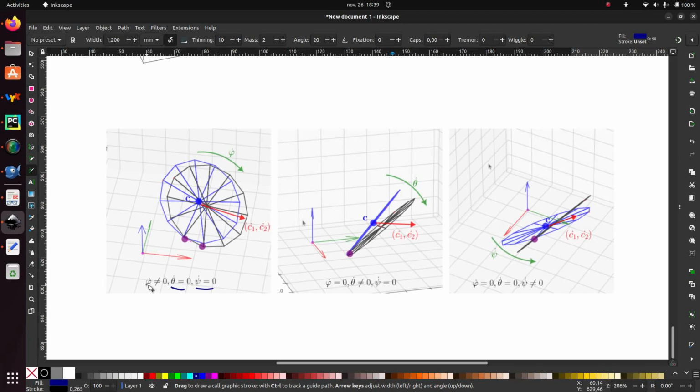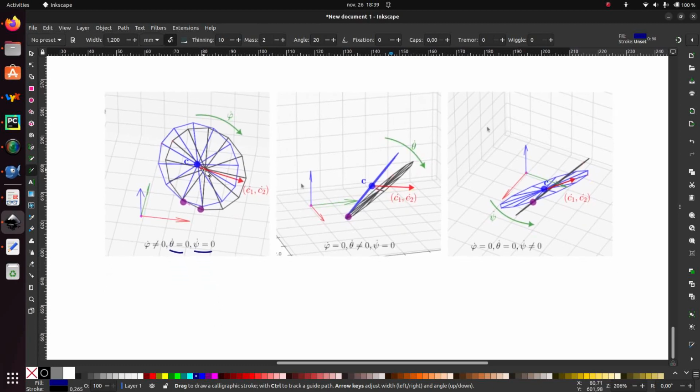So in this case, I can see that the point C is translating, and I will have C dot 1 equal to R sin psi multiplied by phi dot, and here C dot 2 equals minus R cos psi multiplied by phi dot. Okay, so here only phi dot is different from 0.